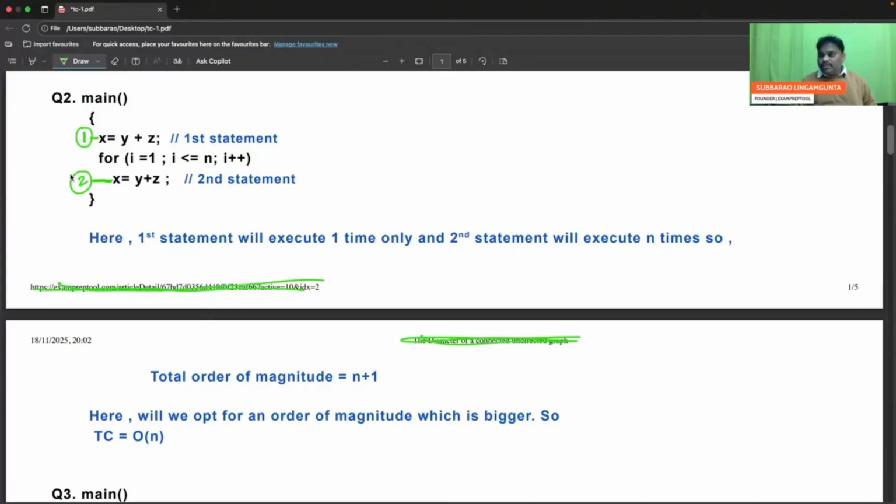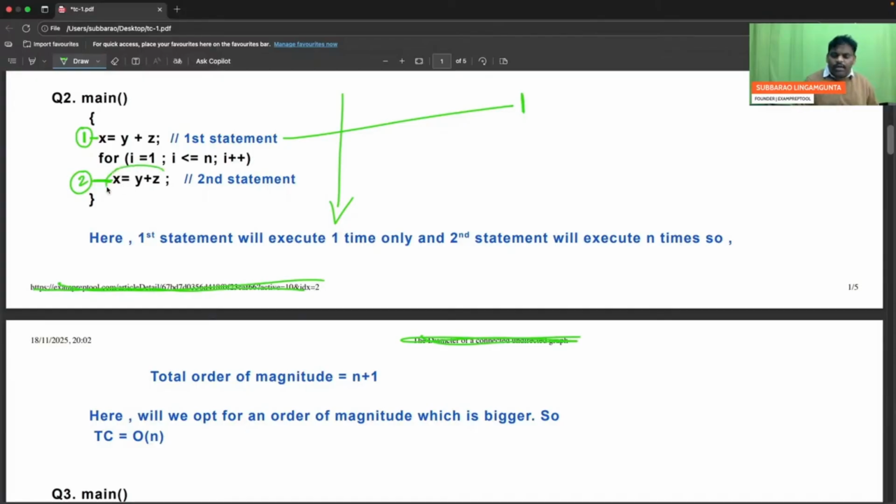People normally misunderstand and think that there are 3 statements. Remember, only 2 statements are there. Now the question is, whenever this program is running, how many times will the first statement execute? I think one time. While running this program, how many times will the second statement execute?